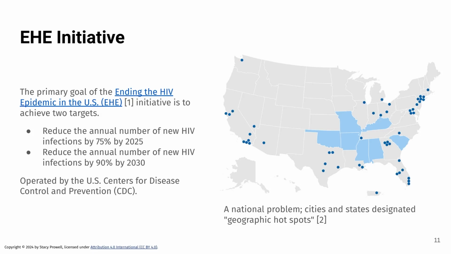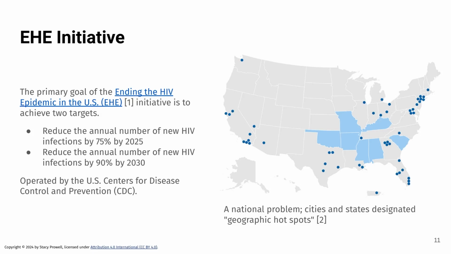So if you can get the virus load low enough, you can't transmit the disease. If you get enough people to a state where they can't transmit the disease, then the disease can die out. And that's what we're going for. So the CDC operates this effort on ending the HIV epidemic.